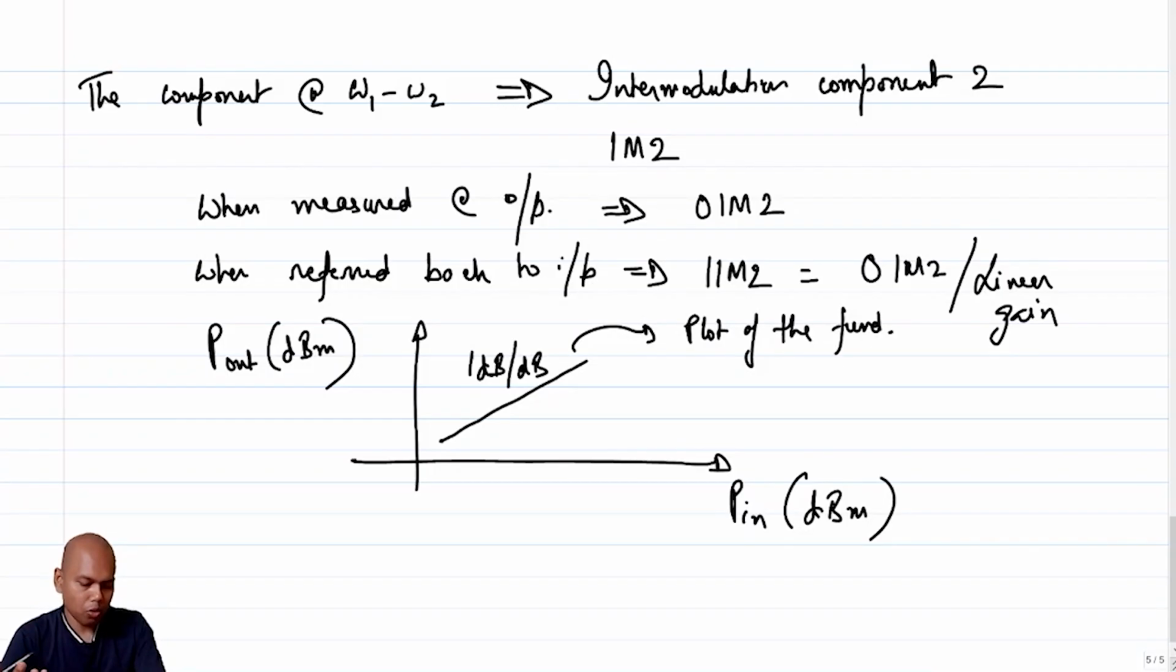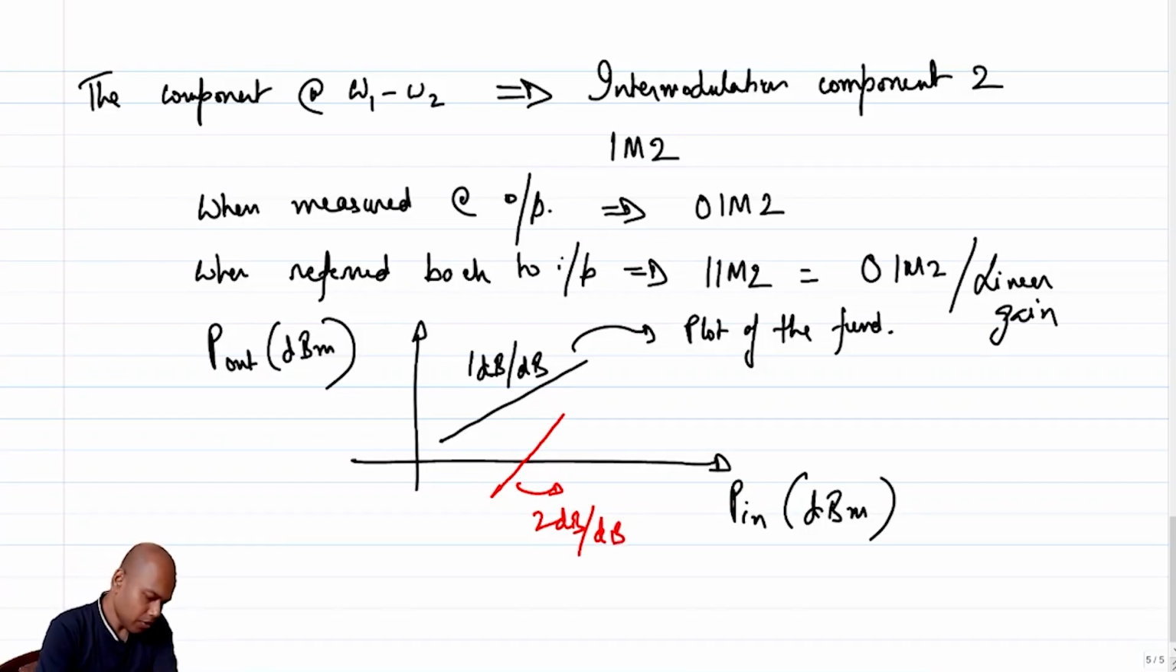Similarly, if I plot the strength of OIM2, for every dB increase in the input, your output will go up by 2 dB because it will be squared. Obviously, at sufficiently low power, you are expecting the distortion to be much smaller than the fundamental. But the key thing is that it is going to increase by 2 dB per dB.